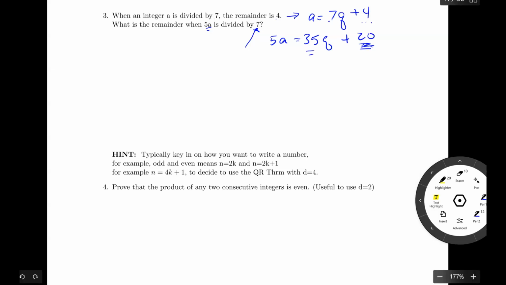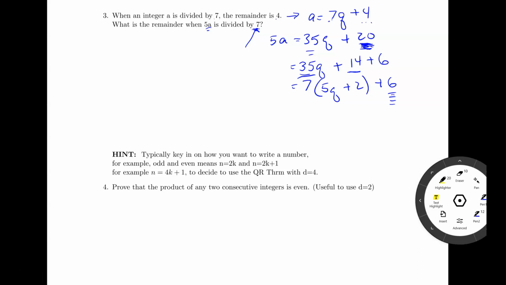So I'm going to suggest we break up this 20 into something where I can factor a 7 out. So I'm thinking 14 and 6. So I rewrote 20 as 14 plus 6. Now I want to factor out the 7, so I want to find out how many multiples of 7 there are in these two terms. So I have 5q plus 2, and then here is my remainder of 6. The remainder of 6 is smaller than 7.